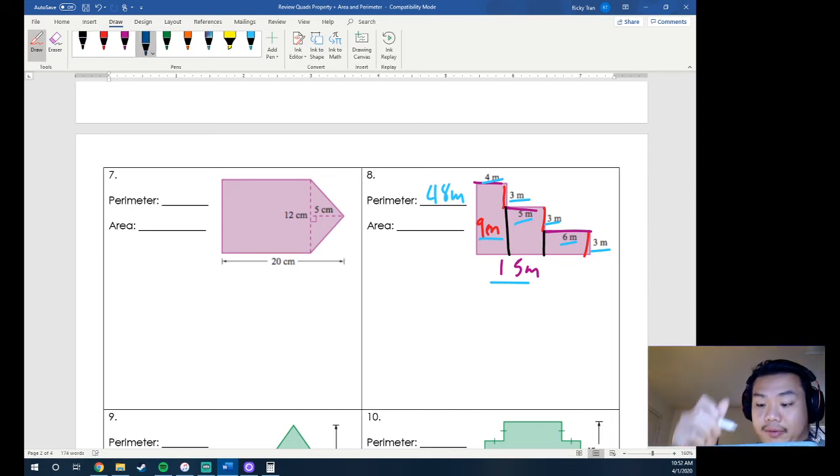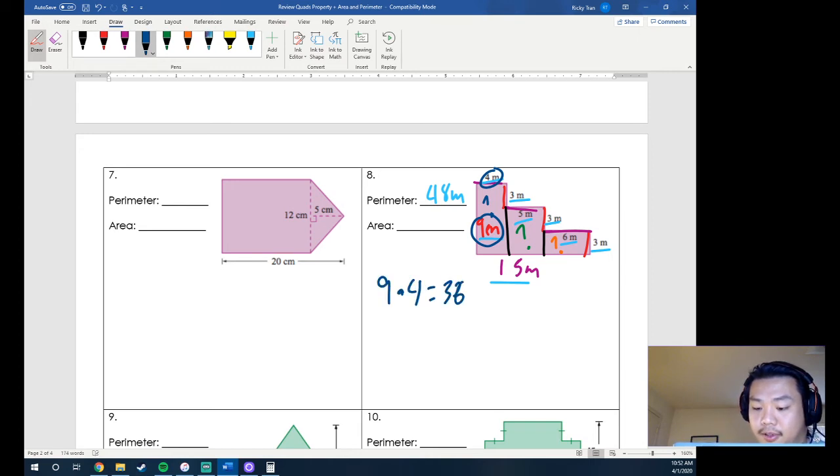All right, so we have to find this one area, this area, and this area. Okay, so dark blue is going to be 9 and 4. So 9 times 4 is 32. Oops, 36.